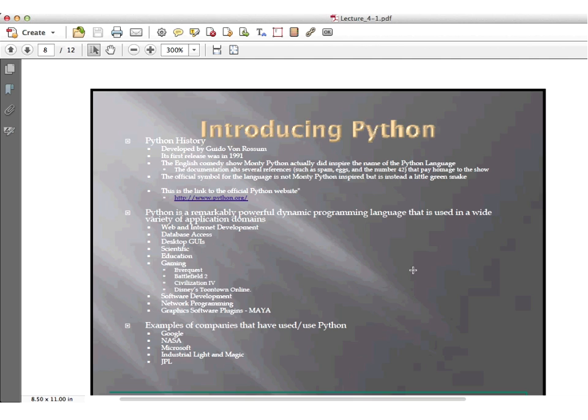Some companies, of course, are Google, NASA, Microsoft, Industrial Light and Magic, i.e. Star Wars. I mentioned the other day that I had read that at one point Industrial Light and Magic had 700 Python programmers working for it. I use it over at JPL.